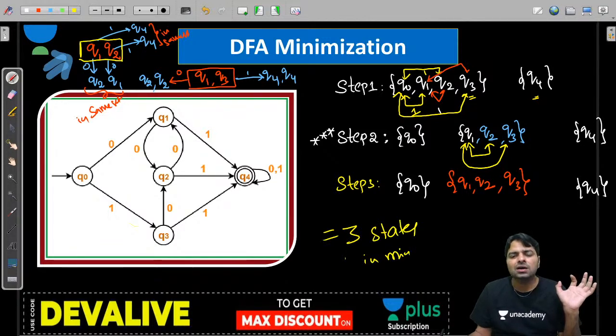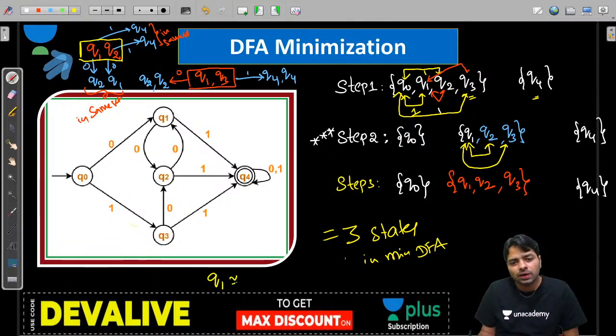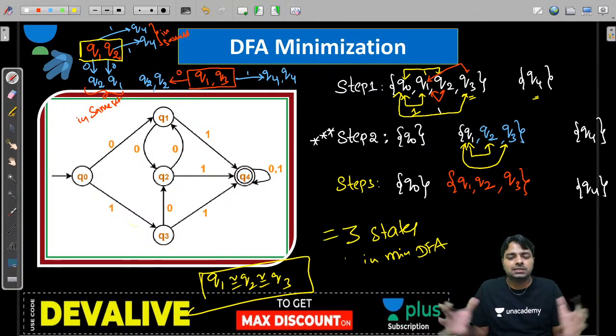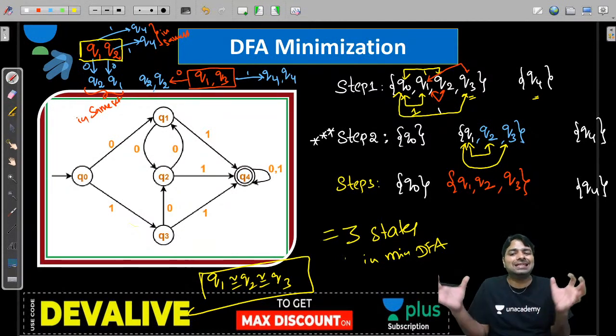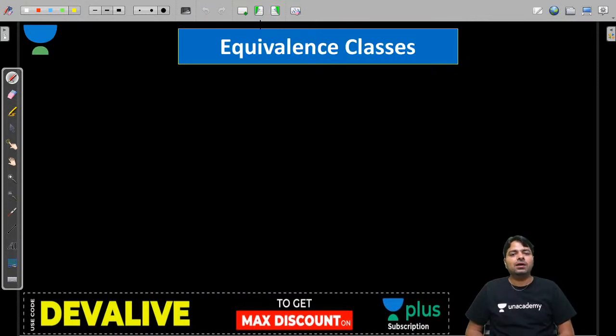If anybody asks which states are equivalent, you can say that Q1 is equivalent to Q2 is equivalent to Q3, because they are combined. So Q1 is equivalent to Q2, Q1 is equivalent to Q3. This is what we have understood, guys. Everybody, how many? There are 3 subsets in step 3. That means there are 3 sets, that means there are 3 states. Clear this point? And this is what we have. And guys, everybody understood the algorithm.